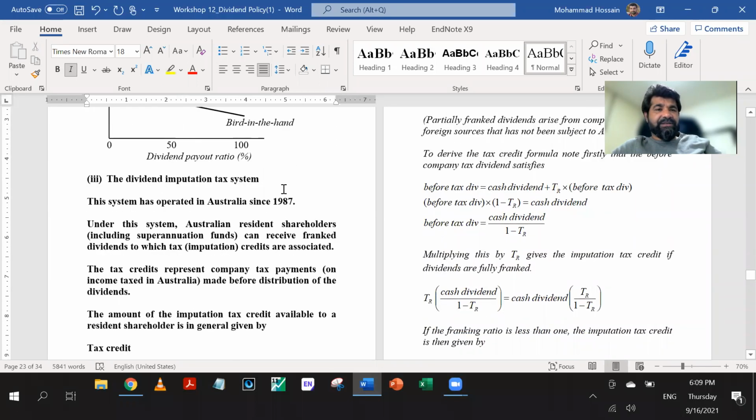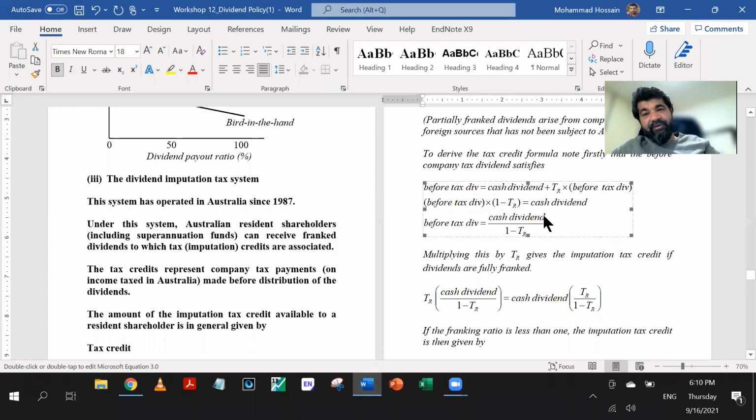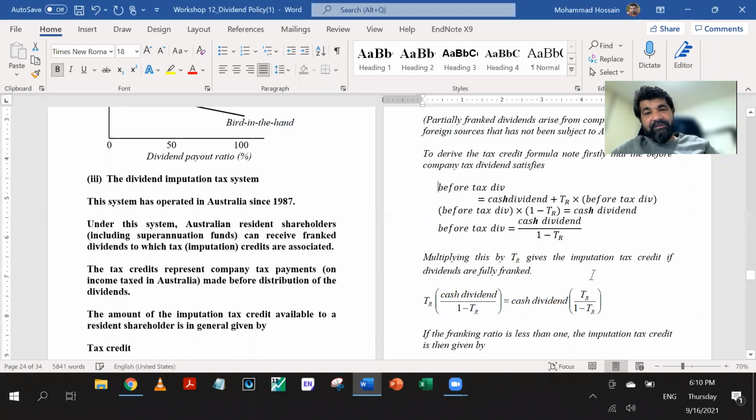Dividend imputation tax system. Okay. How does the dividend imputation tax system work? Look, the system has been operating in Australia since 1987. Under the system, Australian resident shareholders can receive franked dividends to which tax credits are associated. It means the franking credit is this. This is very important. These formulas are very important. We need to work on this formula.